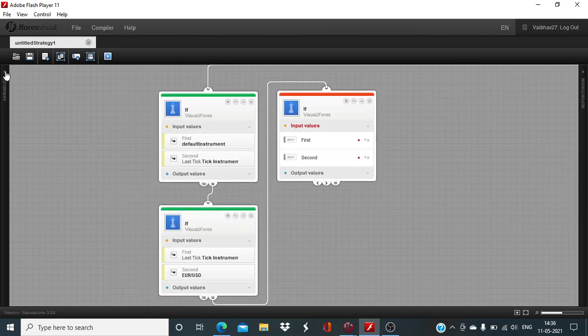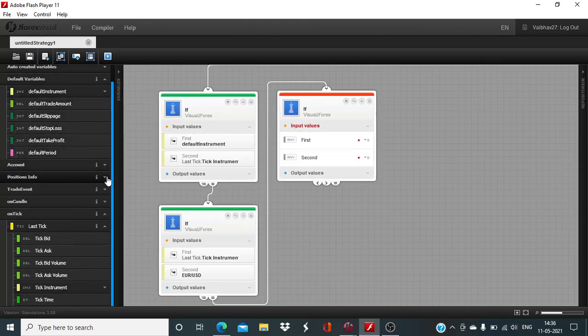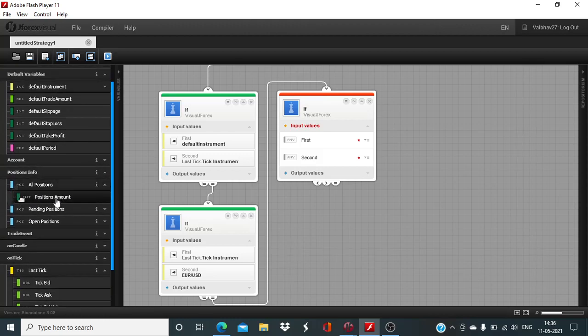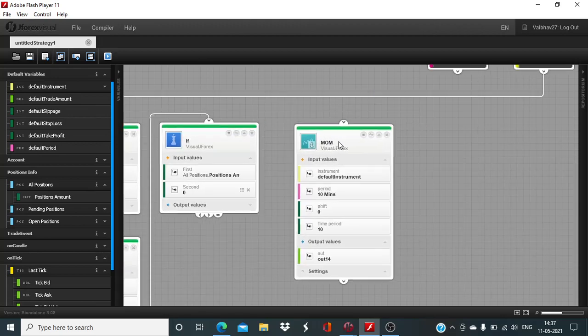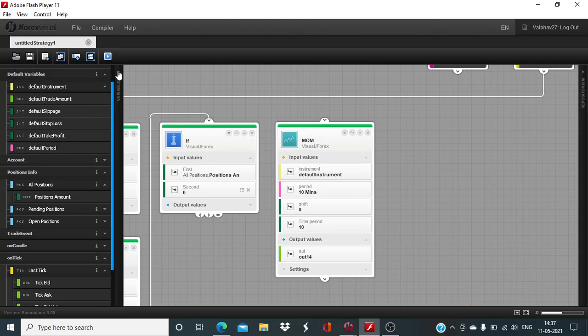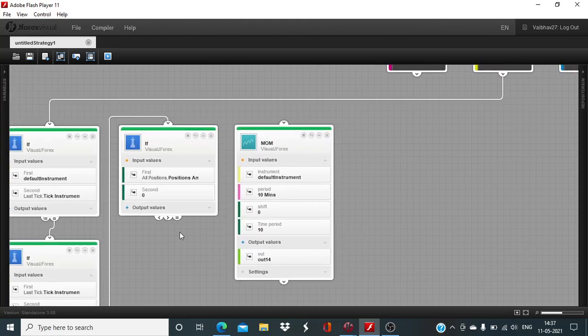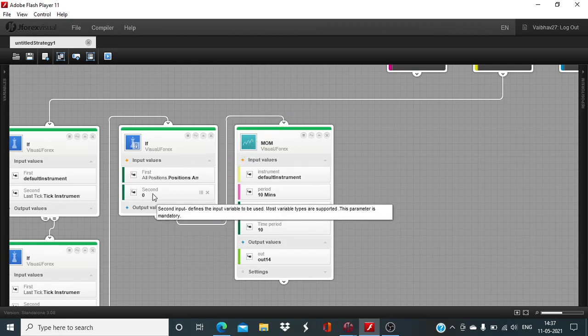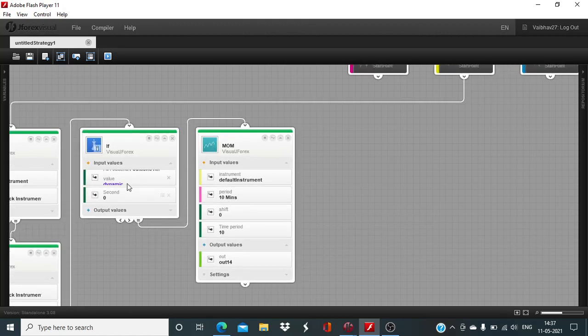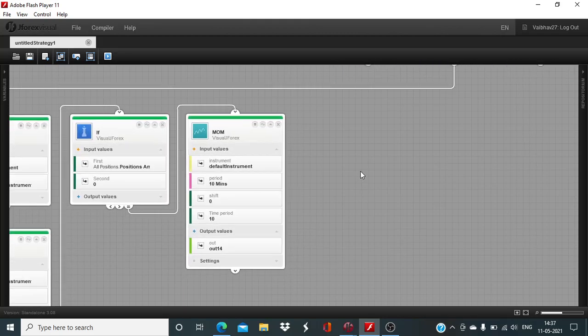And position amount needs to be defined. This is going to be 0, so there is no open or pending order currently in place in the system. And after that we start adding these blocks.